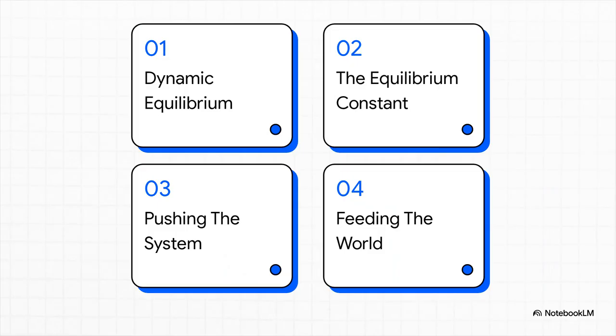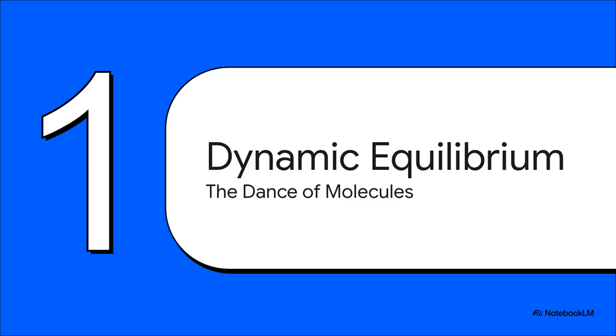So, here's our game plan. First up, we're going to get to the bottom of what dynamic equilibrium really is. Then, we'll check out how chemists actually put a number on it. After that, the fun part. We'll see how we can mess with these systems to get what we want. And to wrap it all up, we'll look at how this one simple idea literally changed the world. Let's dive in.